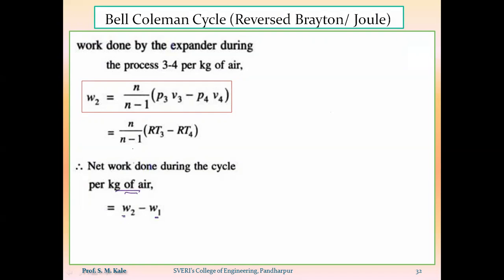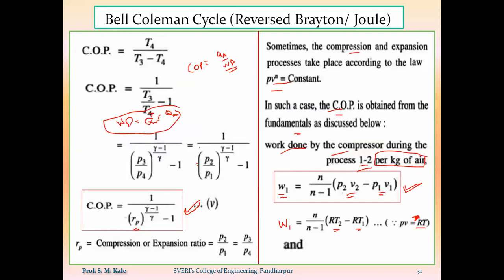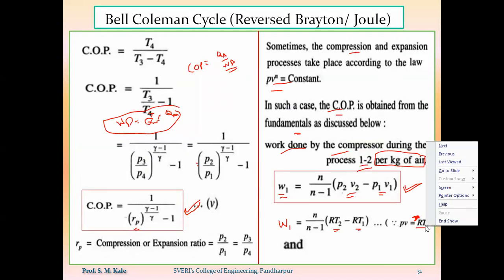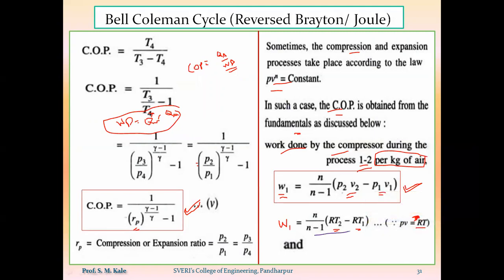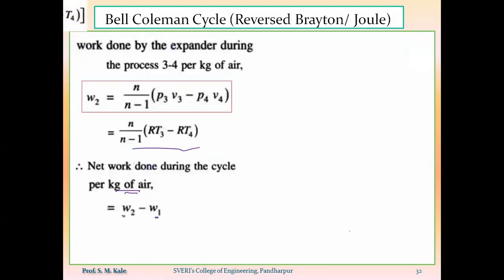Put the value of W2, this value. Put the value of W1. What is the value of W1? This is the value of W1. So put both the values. I will get that n upon n minus 1 term is common, so I will take the n upon n minus 1 term as common. The R term is also common.